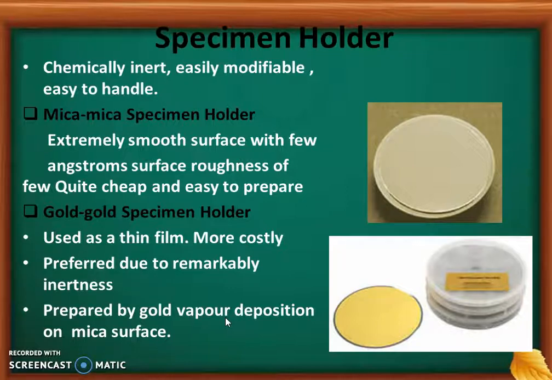If you look at the classification of sample holders, mica specimen holders are very popular. They are extremely smooth on the surface, with very few angstrom of surface roughness, and these holders are quite cheap and easy to prepare also. The second class of sample holder is the gold specimen holder. Usually they are costlier in comparison to mica specimen holders, used as a thin film, and preferred due to their remarkable inertness, because gold is known for its inertness. These sample holders are prepared by gold vapor deposition on a mica surface.